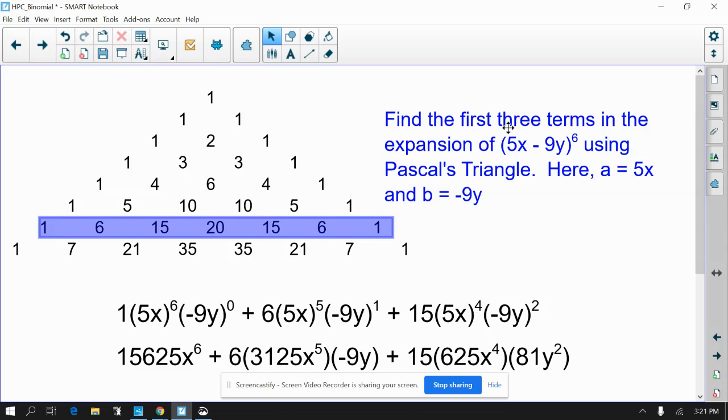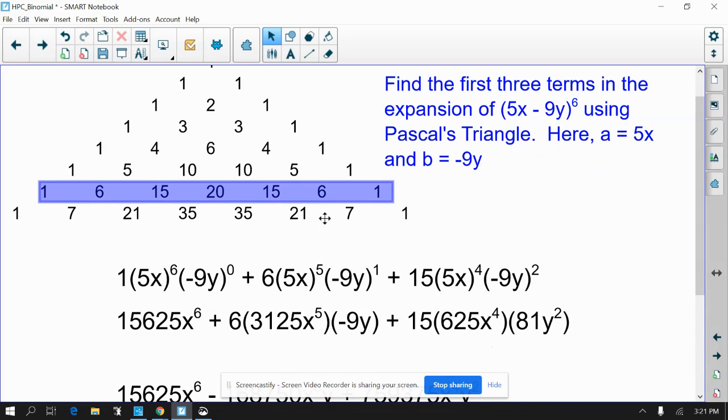Luckily, they're only asking for the first three, so don't do more than what's being asked. A is 5x, B is negative 9y. So my Pascal numbers: 1, 6, 15. Here's 1, here's 6, there's 15.